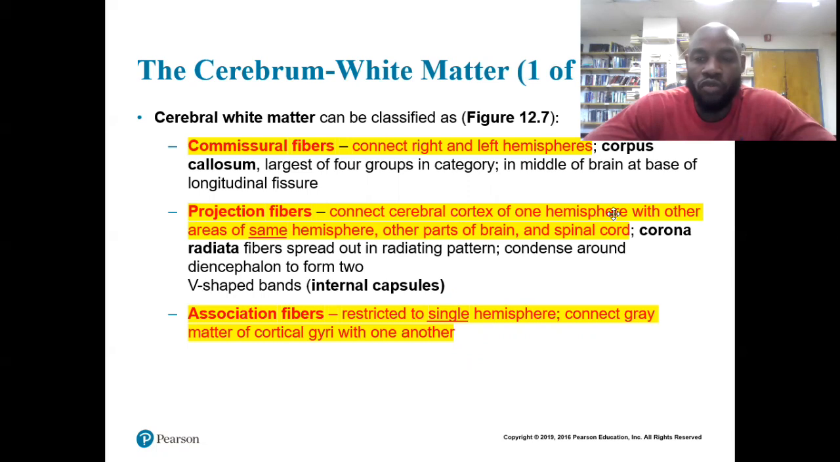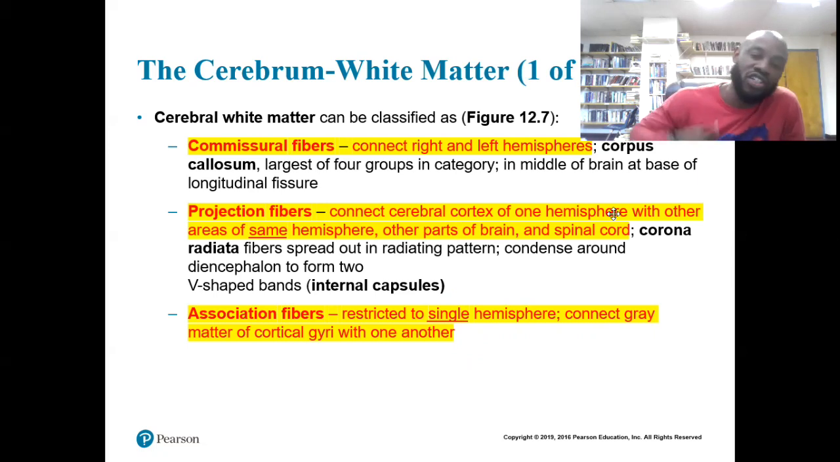We'll see this term corona radiata, fibers that spread out in a radiating pattern and condense around the diencephalon. We'll see that plays a role. And then we also have association fibers, restricted to a single hemisphere, which connect the gray matter of cortical gyri with one another.